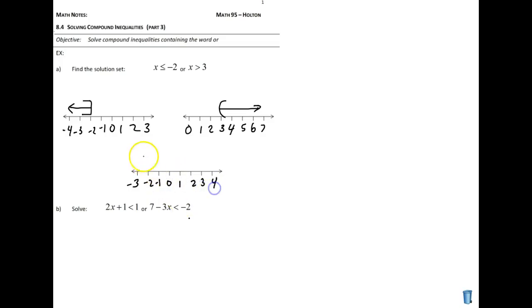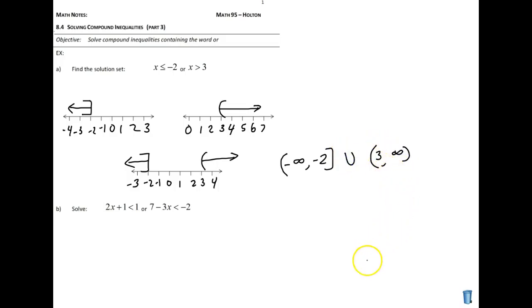It looks something like this. I want x less than or equal to -2, or x greater than my +3. So what about as interval notation? Well, I can go from -infinity to -2, bracket there because it's inclusive. And I can go from 3 to +infinity, parenthesis here because it's not inclusive.